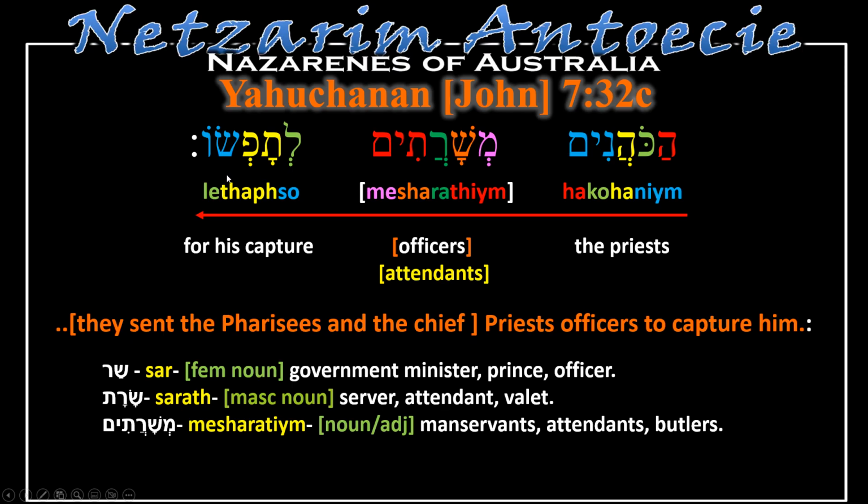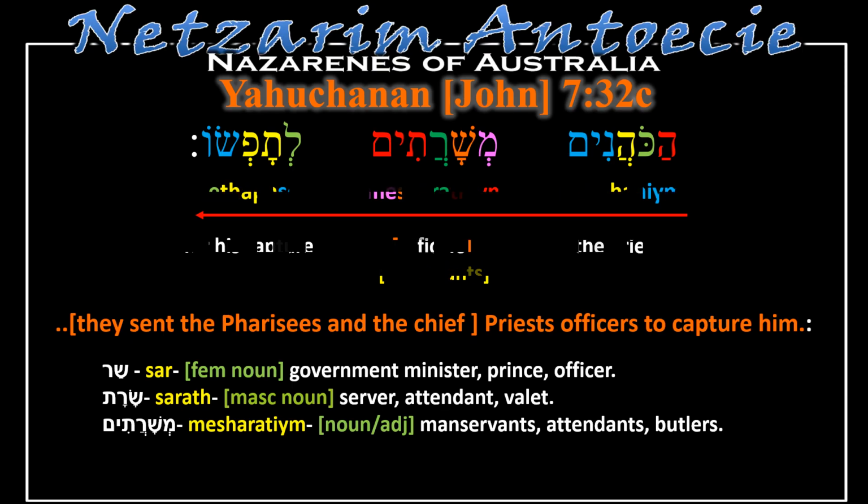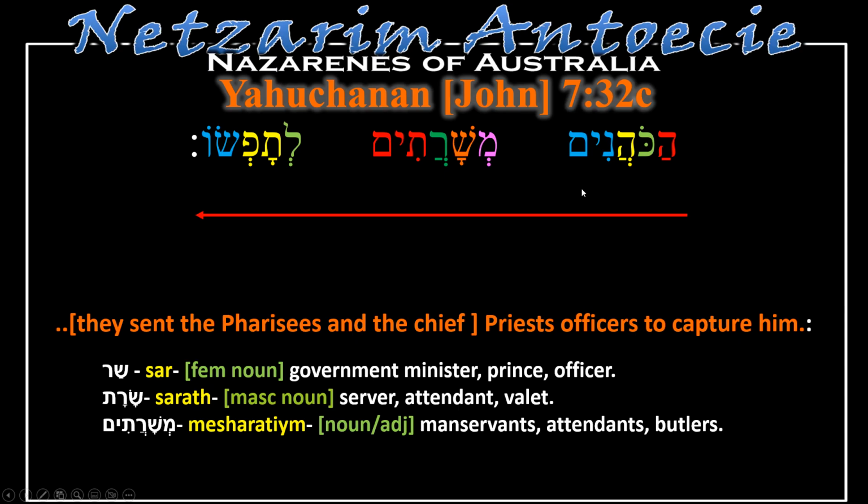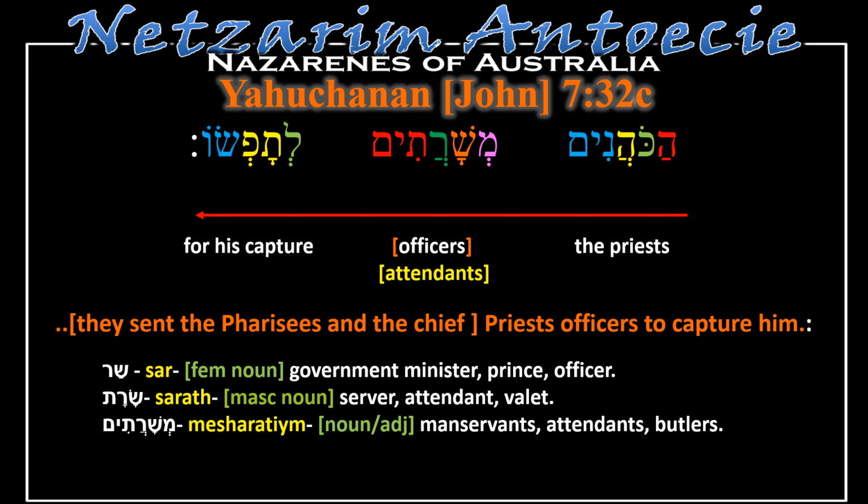Letaphso, for his capture. And we had that word before. Whereas his is the vav with the cholam above it, his, and the lamed is for. Can be to, but in this case for. So they sent the Pharisees and the chief priests, officers, to capture him. So now we can read that. Ha-kohanim, mesharatim, letaphso. The priests, officers or attendants for his capture.